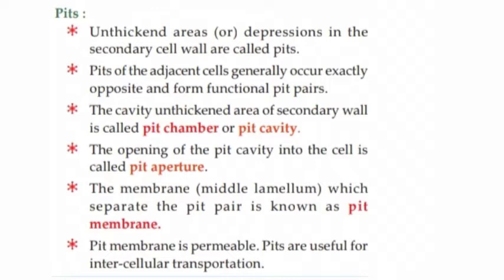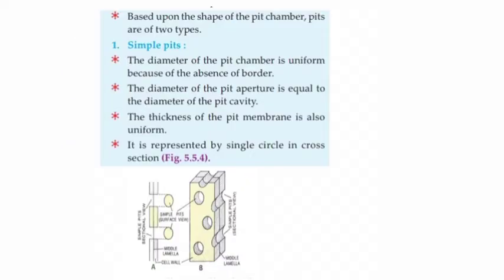The opening of the pit cavity into the cell is called pit aperture. The membrane, middle lamella, which separates the pit pair, is known as pit membrane. Pit membrane is permeable. Pits are useful in intercellular transportation. Based on the shape of the pit chamber, pits are classified into two types. Number 1, simple pits. Number 2, bordered pits.